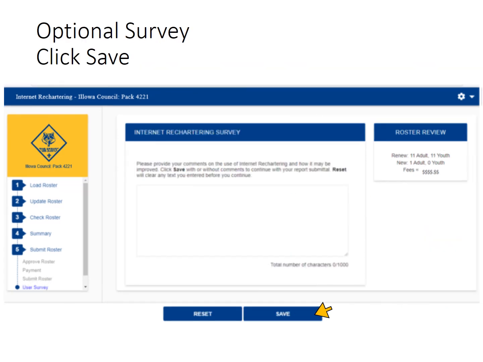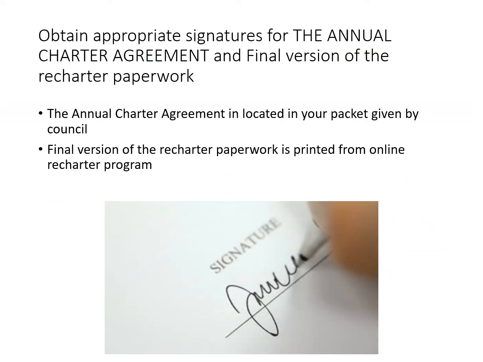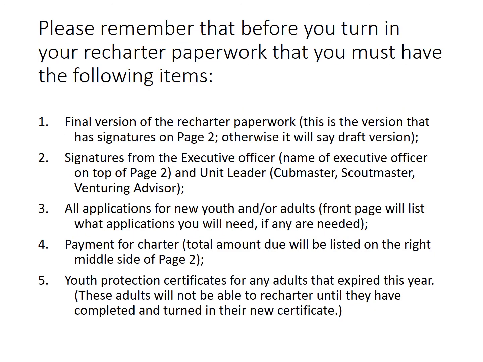If you would like to fill out an optional survey, you can. If not, that's perfectly fine. Click Save. You will need to print off all Recharter paperwork. All you need to do now is get the appropriate signatures on the annual charter agreement and the final version of the Recharter paperwork. Here are a few helpful tips before you turn in all the paperwork to Council.